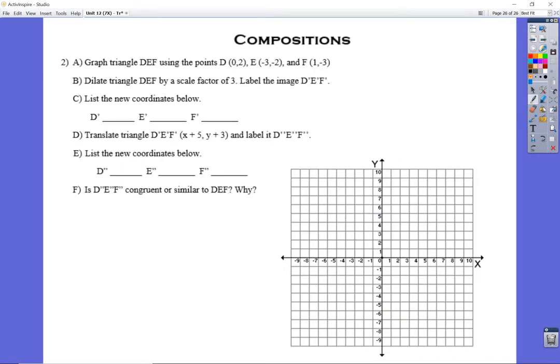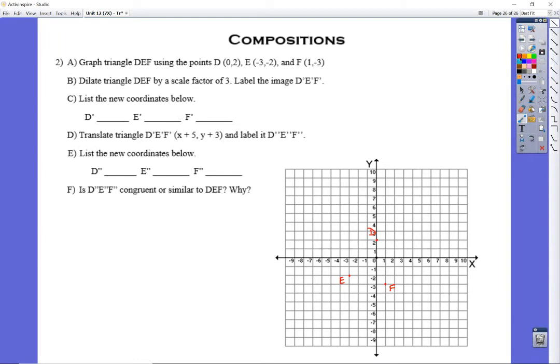Example number 2, part A, graph triangle DEF using the given points. D is (0, 2). E is (-3, -2). And F is (1, -3). Connect those points with a straight edge.